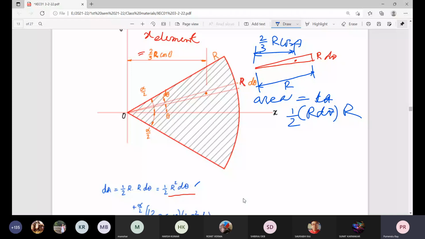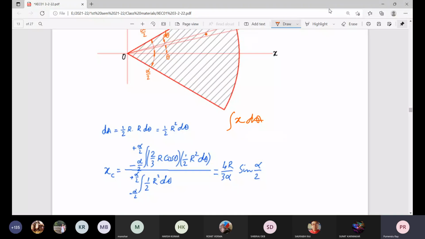2/3 r cos theta is the x value of that element centroid, and half r squared d theta is the area. So integral x dA, this x is here and this is dA. So integral x dA, limits of integration minus half alpha to plus half alpha. Now this thing, just hold a minute.